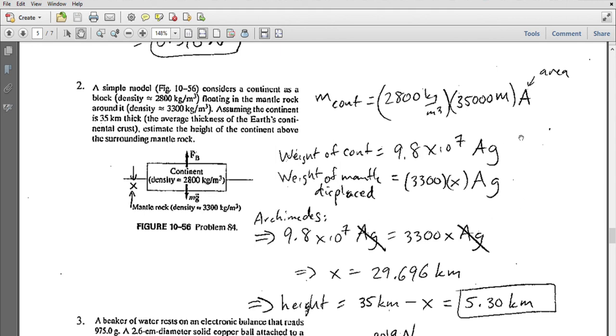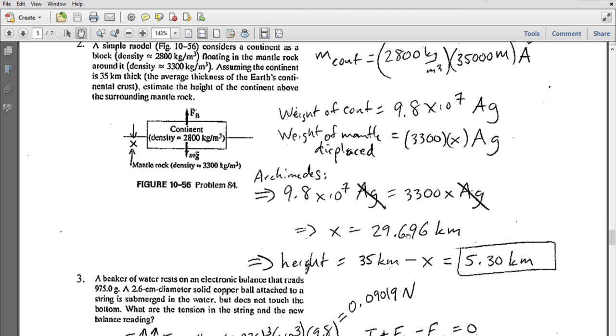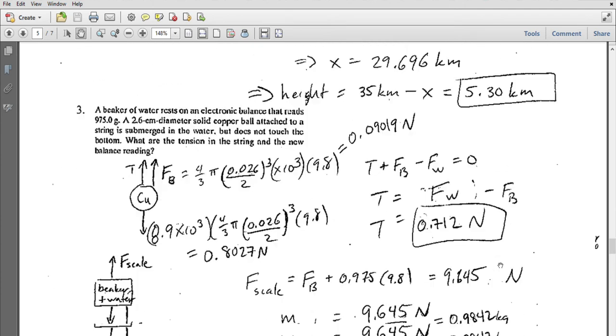So I'm just going to set those two things equal to each other because those two forces have to balance out if it's not accelerating. When we do that, the little g's cancel and the A's cancel. That's kind of nice. And that allows me to solve for x in this case. I've expressed it in kilometers here, but we're not asked for x. We're asked for how high this thing floats above. So that number is 35 kilometers minus x, 5.3 kilometers.